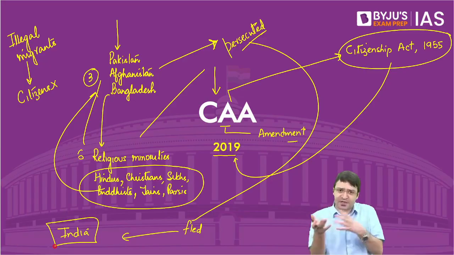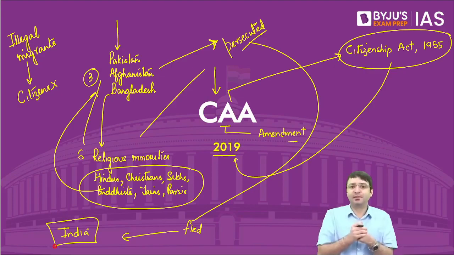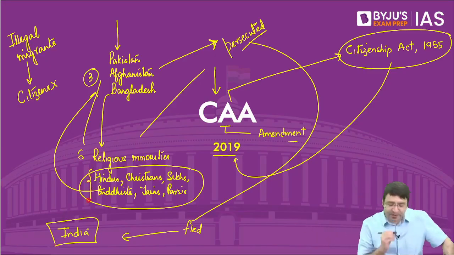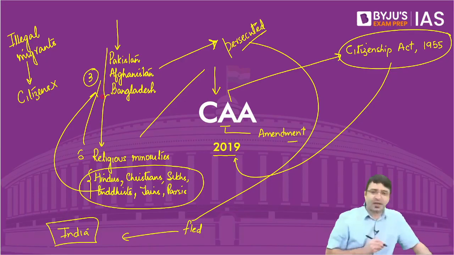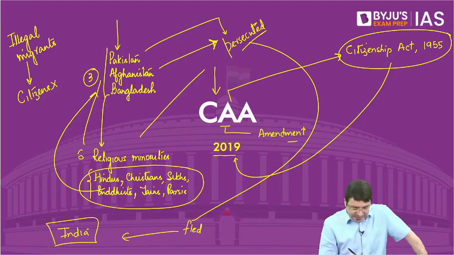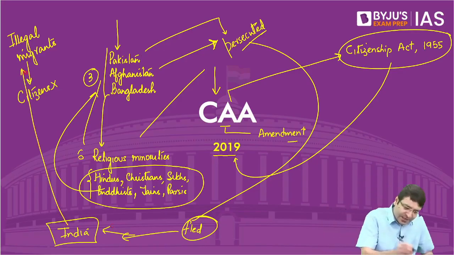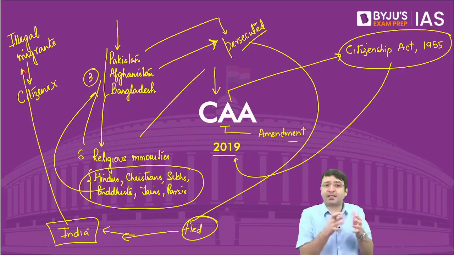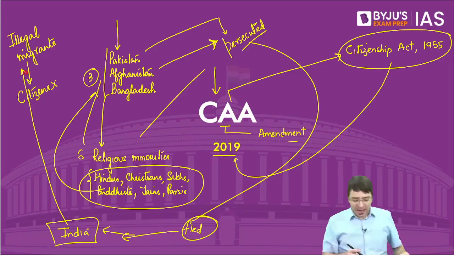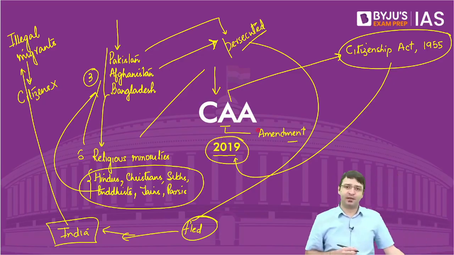They fled these countries, they came to India, but they do not come to India on a valid visa, which means they are illegal migrants. That means these 6 religious minorities from 3 Islamic countries who were facing persecution because of their religion, they fled these countries, they came to India, and now in India they are illegal migrants. But illegal migrants are not eligible for citizenship. We will give them citizenship. And that is the whole purpose of Citizenship Amendment Act 2019.